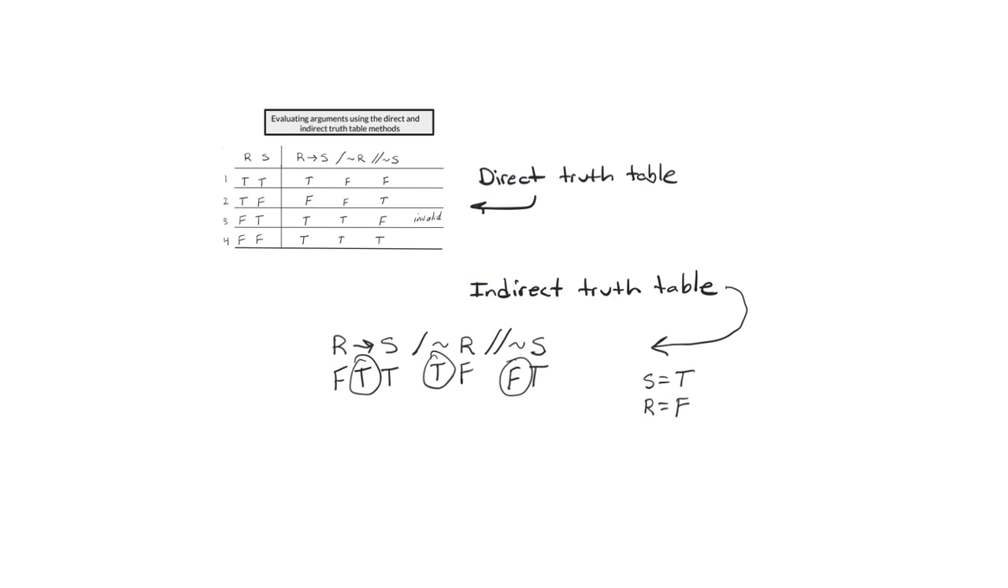Now look at what we've done here and notice the relationship between the indirect and the direct. We showed that in the direct truth table, we found that this argument can have all true premises and a false conclusion when R is false and S is true. Well, that's exactly what we found here. S is true, R is false, and those are able to be consistently applied. Now, let's do an indirect method for an argument that's valid.